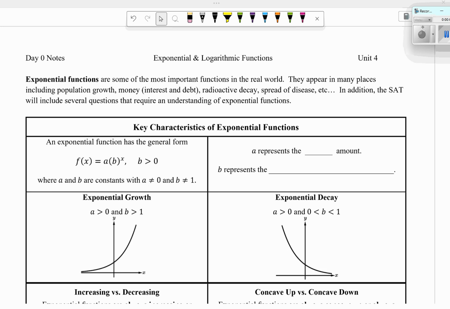Today we're going to talk about exponential and logarithmic functions. Exponential functions are some of the most important functions in the real world. They appear in many places, including population, money, with interest and debt, radioactive decay, spread of disease, etc. In addition, the SAT will include several questions that require the understanding of exponential functions.